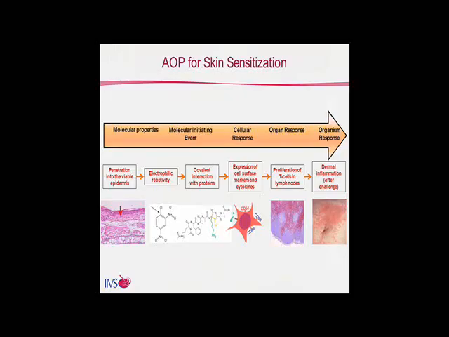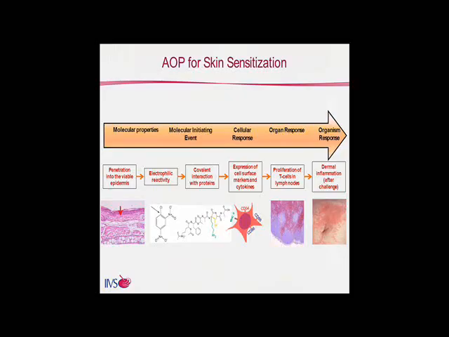And here we're just seeing a couple of these that are shown here, including the penetration into the viable epidermis, the electrophilic reactivity, covalent interaction with proteins, the expression of the cell surface markers and cytokines, such as CD54 and CD86, and the proliferation of T cells in the lymph nodes, ultimately leading to the inflammation response in humans. This AOP provides a theoretical framework to guide method development.